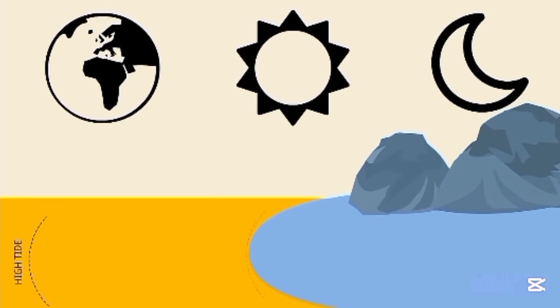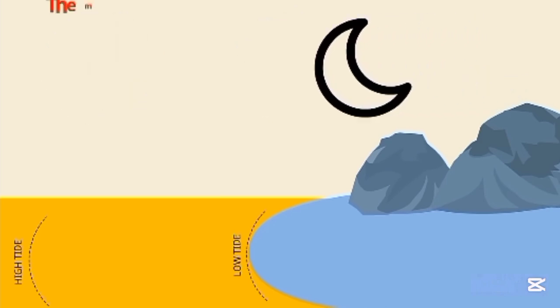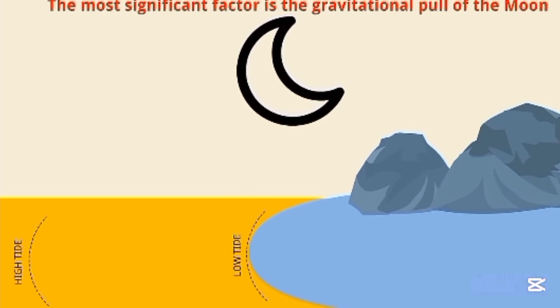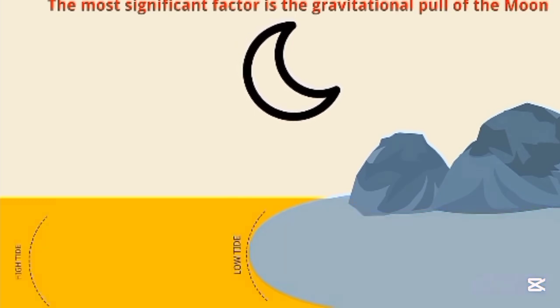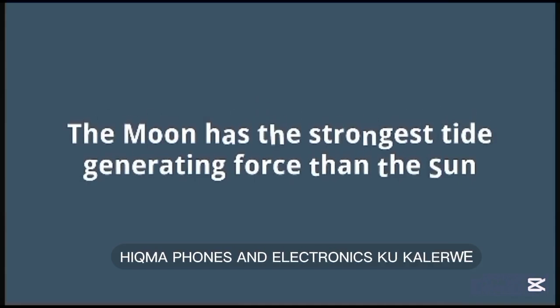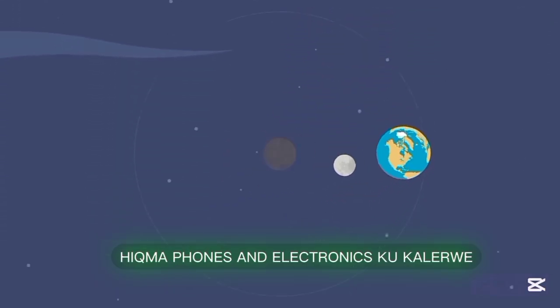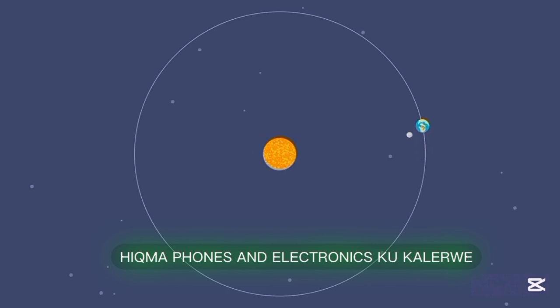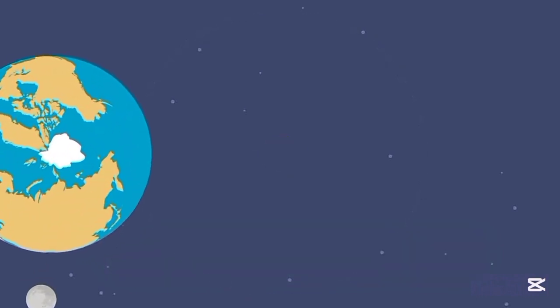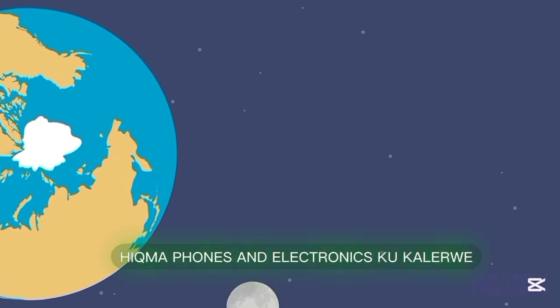And these tides are brought about by the Earth, Sun, and the Moon's gravitational pull. Most especially, the most significant one is the Moon's gravitational pull towards the Earth. Let me show you. The Moon has the strongest tide generating force than the Sun. Why? Because if we put them on the scale, the Moon is closer to the Earth than the Sun, which is far away. Hence, the Moon has a higher gravitational pull towards the Earth than the Sun.